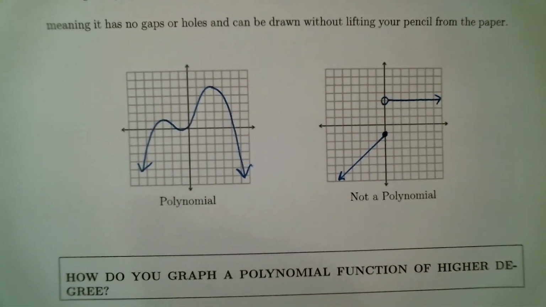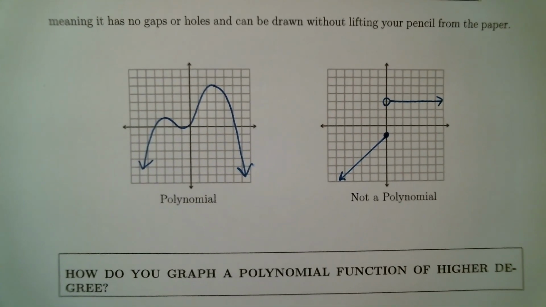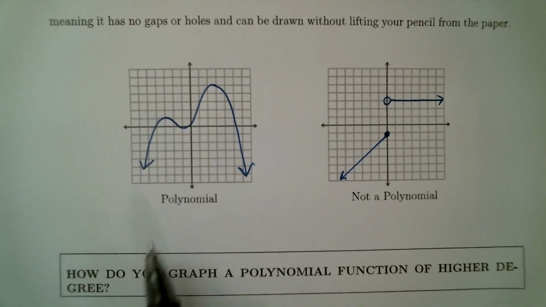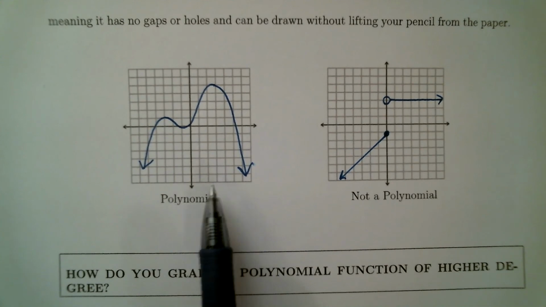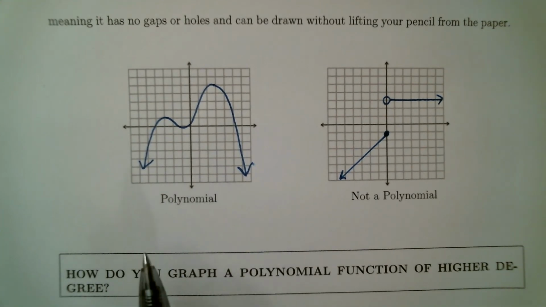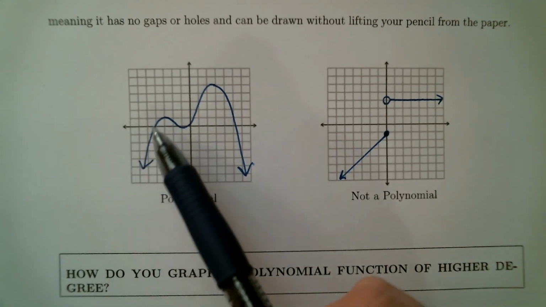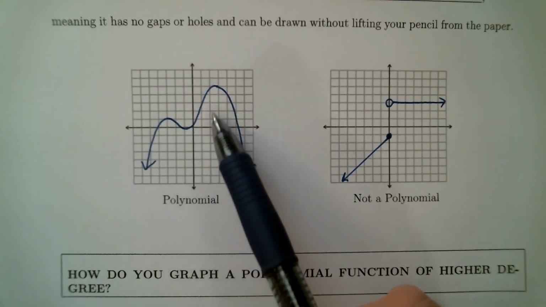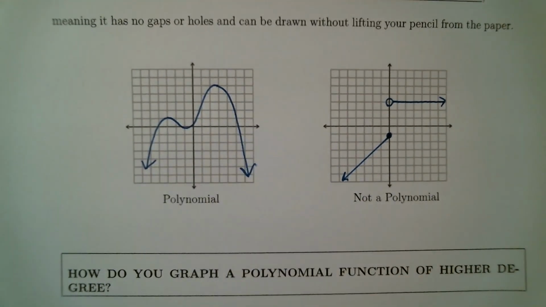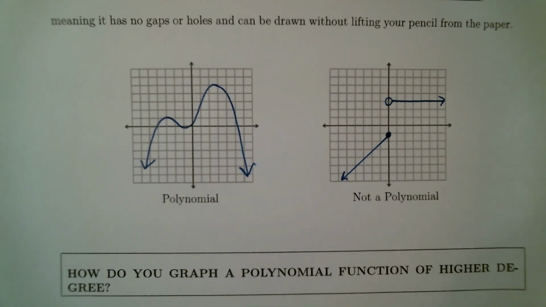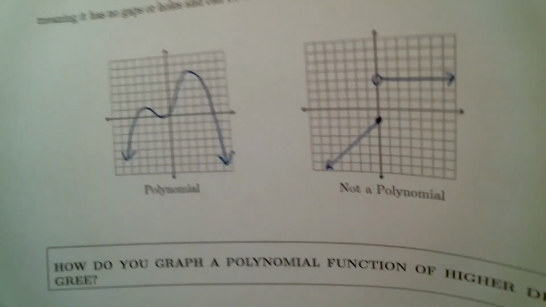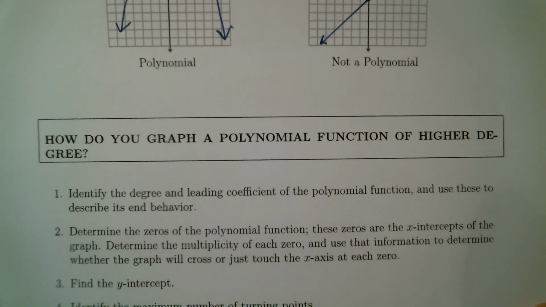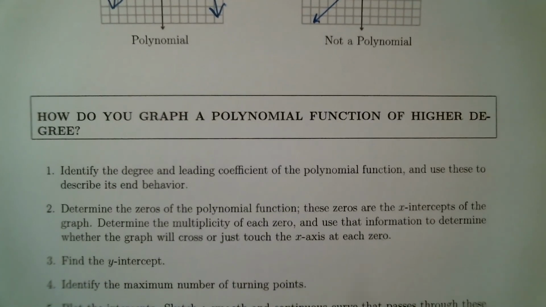But keep in mind, you are going to have to sketch little rough sketches of polynomials. When you draw your polynomial, it must be continuous. You have to draw it without picking up your pencil, and everything has to be rounded out, no sharp corners, no cusps, very flowy. All right, so now we are going to get into the specifics about how you actually graph a polynomial function of higher degree.